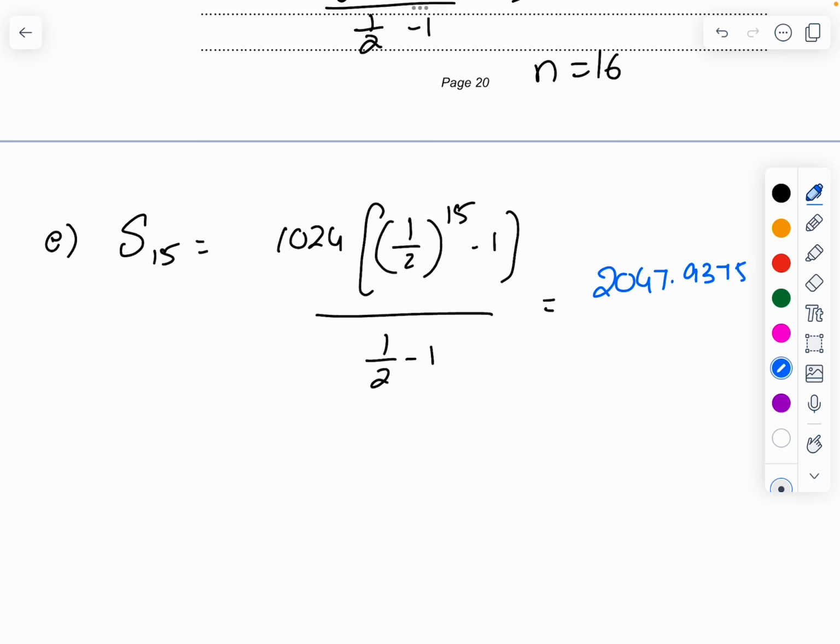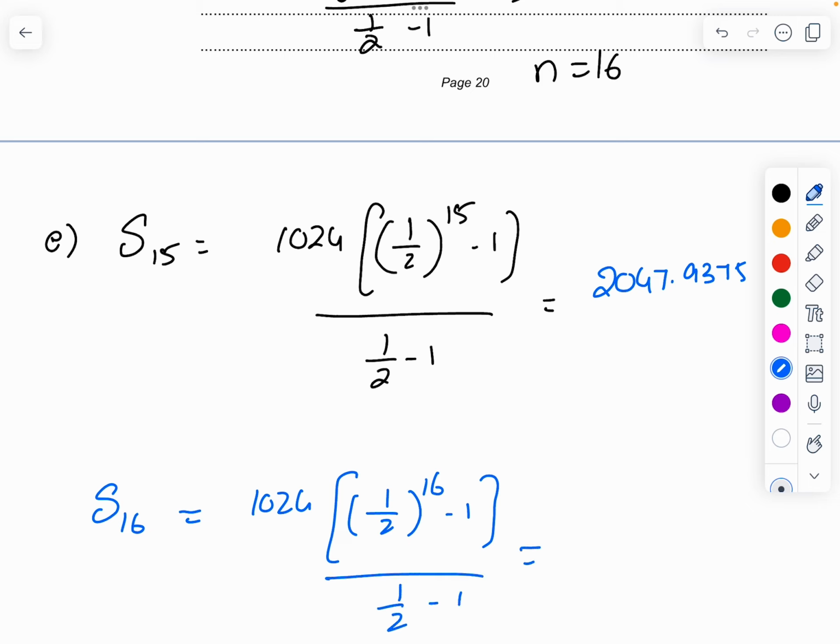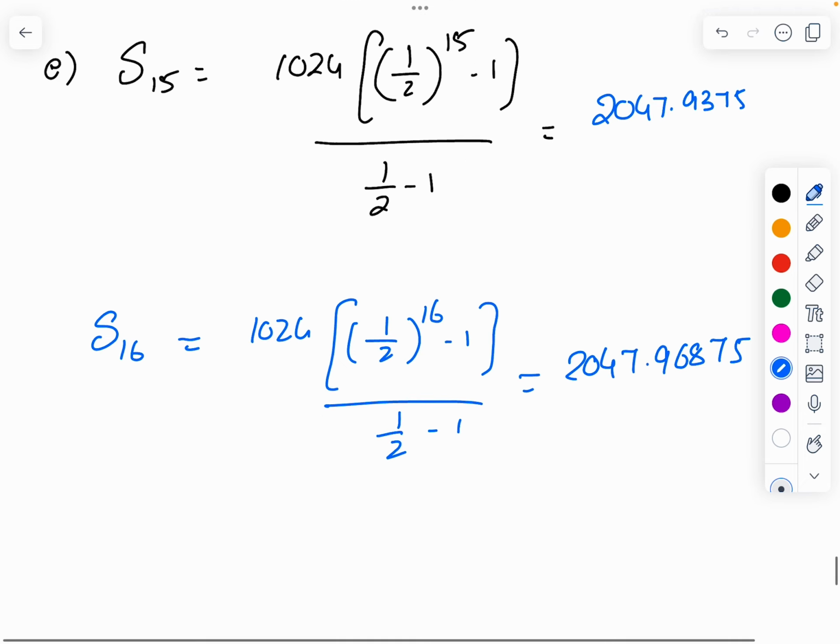2047.9375. If I try to find S16, 1024 times (1/2)^16 minus 1, divided by 1/2 minus 1, which is 2047.96875. So therefore we can see that n equals 16 satisfies.